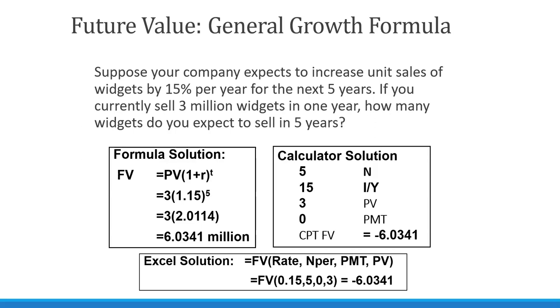So we can put that into any one of our formulas, either our handwritten formula, our financial calculator formula, or our Excel formula. We get the same result each time, which is 6.0341 million widgets. So we would more than double the number of widgets that we want to sell in 5 years if we were looking at a constant 15% growth per year.